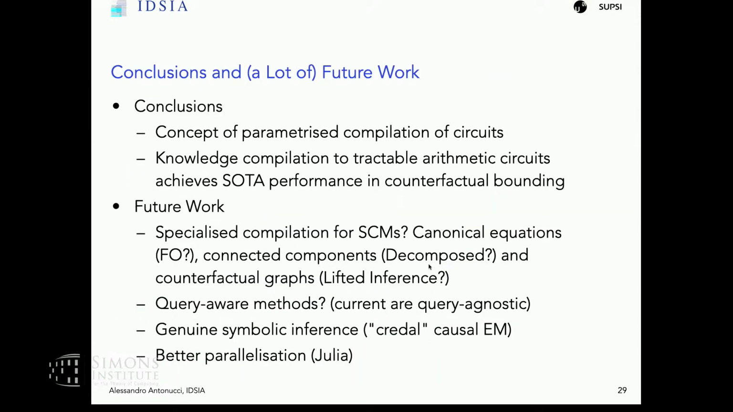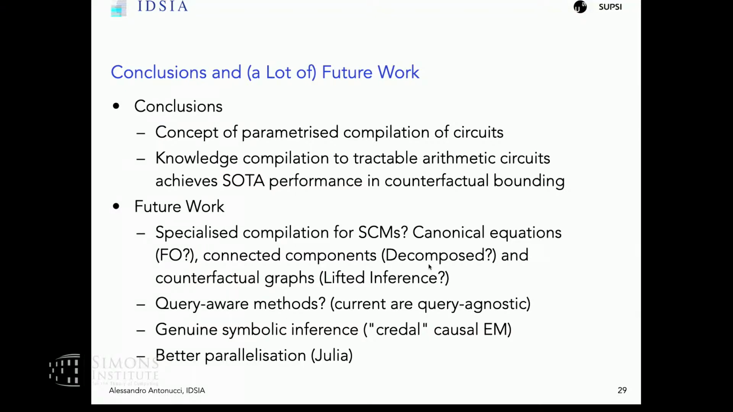I'm about to finish. Anyway, we are writing an extended version of this paper. We want to claim that we are the state of the art for the computation of these bounds with regard to existing methods. What about the future work?